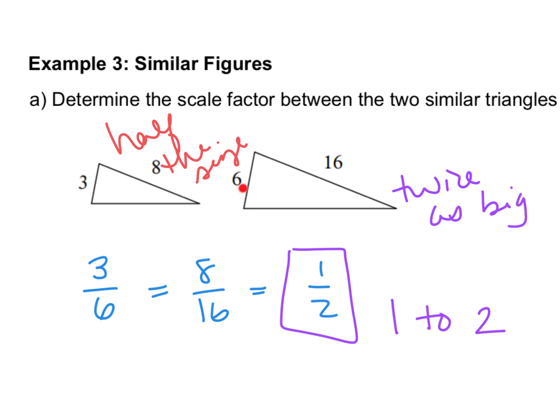The 3 matches with the 6, the 8 matches with the 16, 3 is half of 6, 8 is half of 16. This is a fraction, the 3 goes with the 6, 8 goes with the 16. That simplifies all to 1/2, so it's a 1 to 2. Either of these descriptions is a perfect way to say it. The smaller one is half the size, or the bigger one is twice as big. That's saying the same relationship, just two different ways.